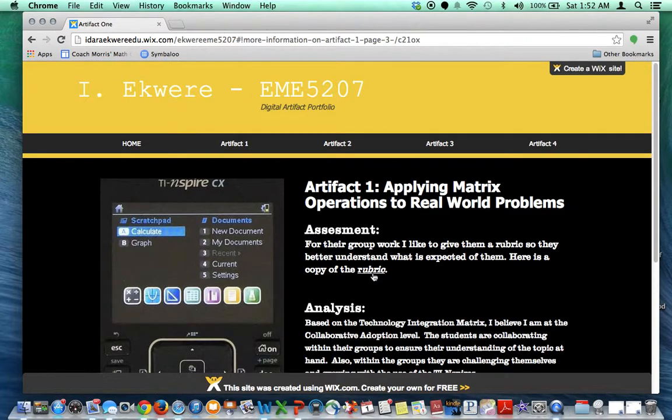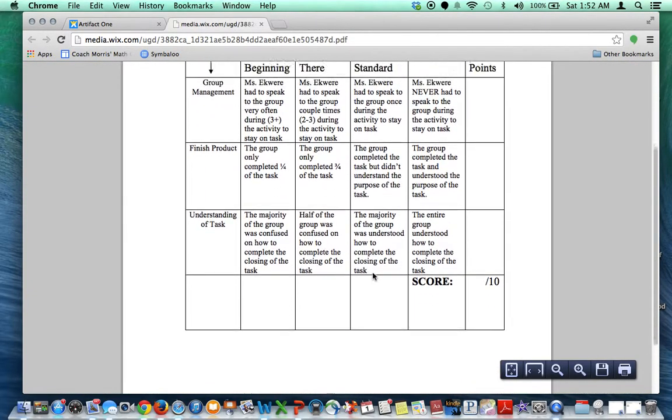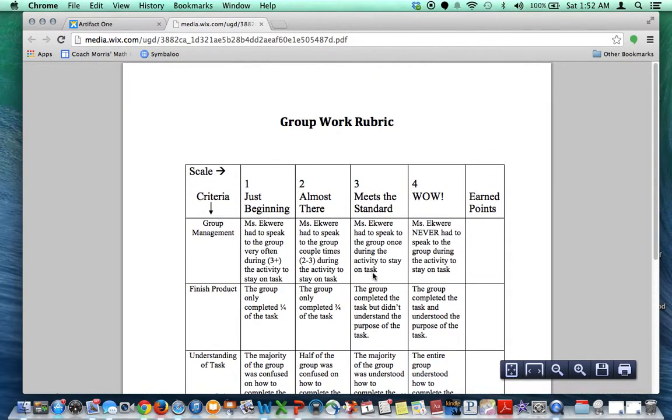And then to assess them, I utilized the rubric, the group work rubric. And I use this in all my classes.